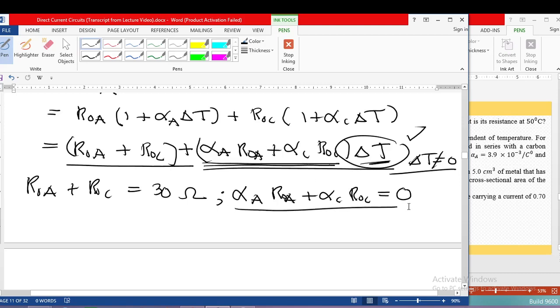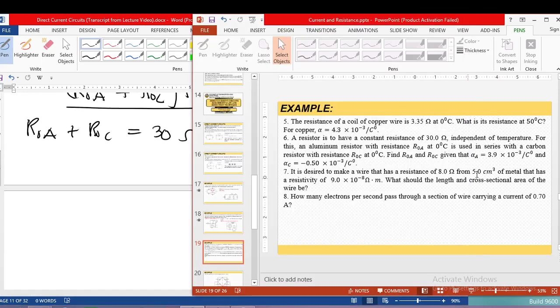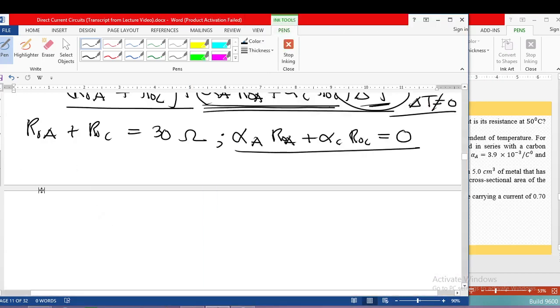So that's why we have this second equation. Using the equation that we have, alpha A and alpha C, we can now find R sub naught A and R sub naught C. So your alpha A is 3.9. Okay, so we have alpha A. So I will just get the relationship between R sub naught A and R sub naught C.